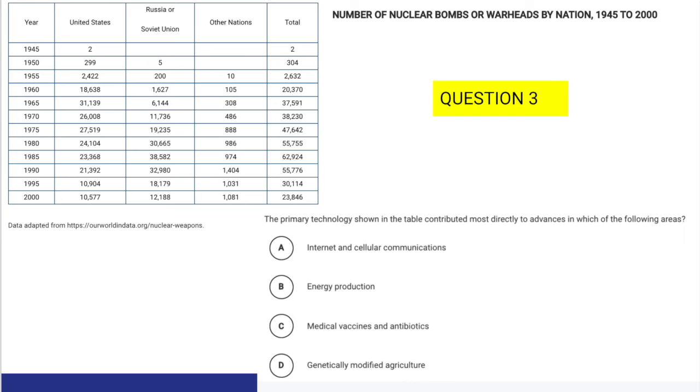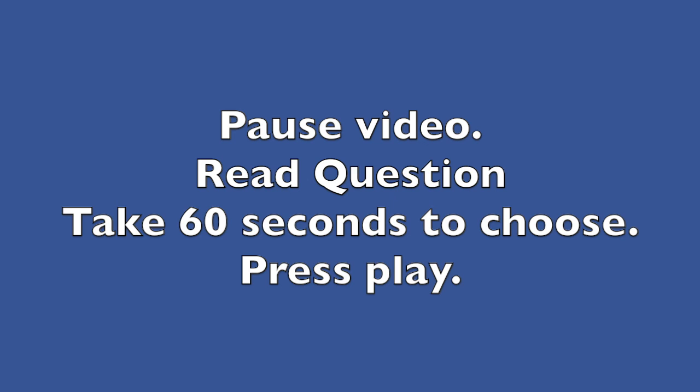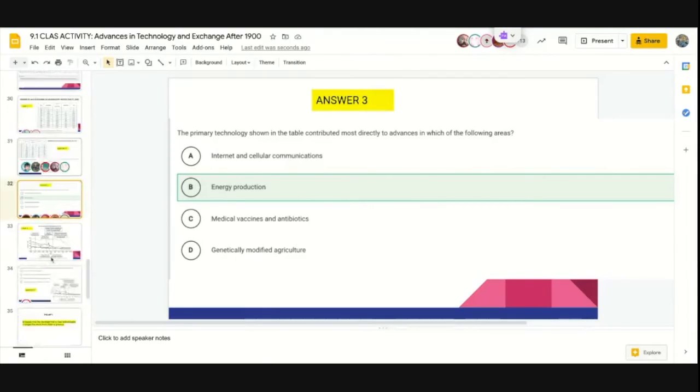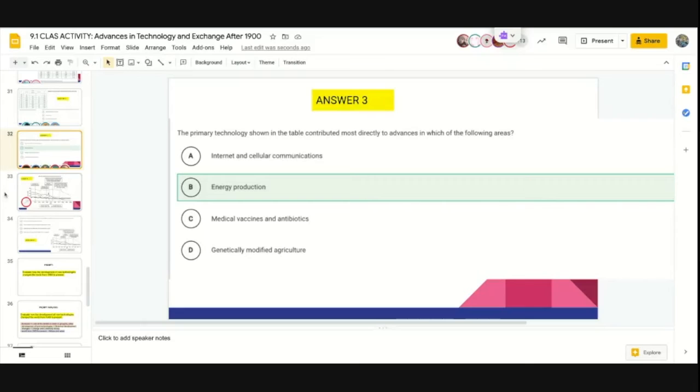Okay? So let's take a look. 31, everybody. The primary technology shown in the table contributed most directly to advances in which of the following areas? Internet and cellular, energy, medical vaccines, genetically modified agriculture. Obviously, energy production, right? Nuclear energy, power plants. And then you can talk about a few of them: Chernobyl, Fukushima, what was it, Three Mile Island? I forgot the name of it. That exploded, right? And then you get the negative impact from that.